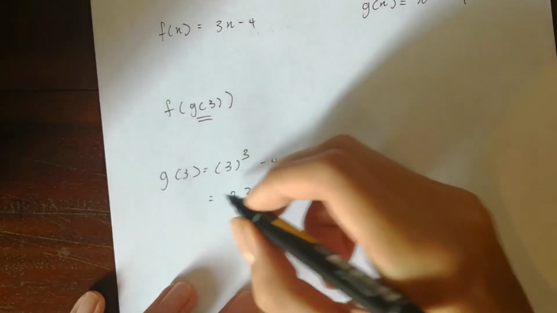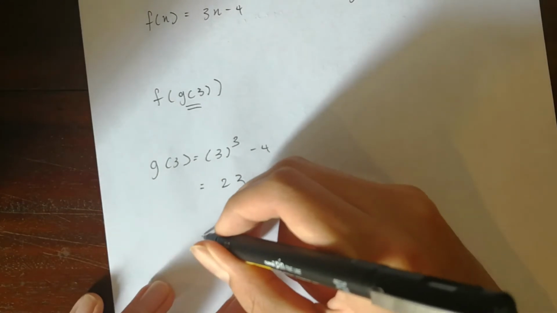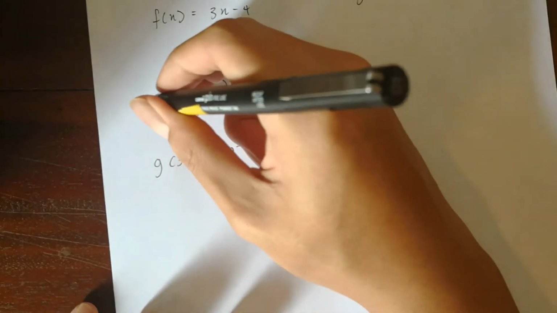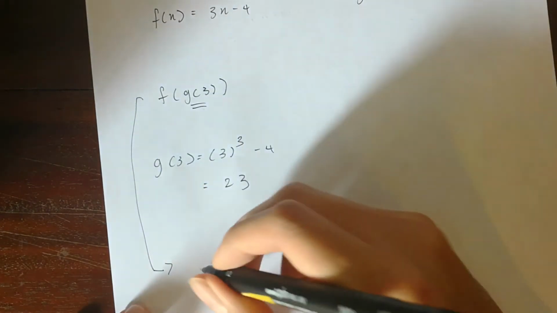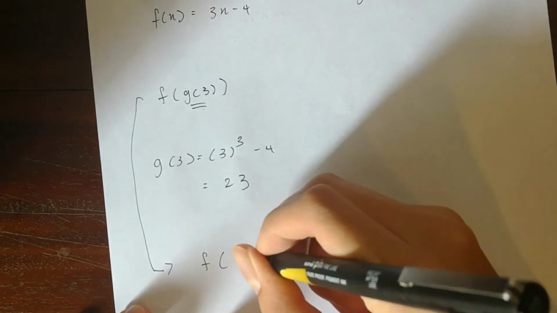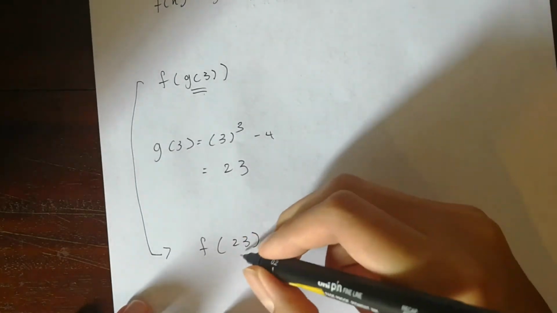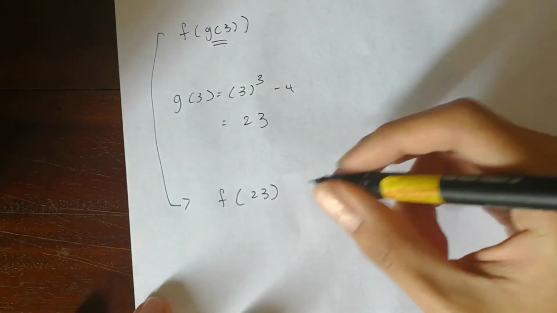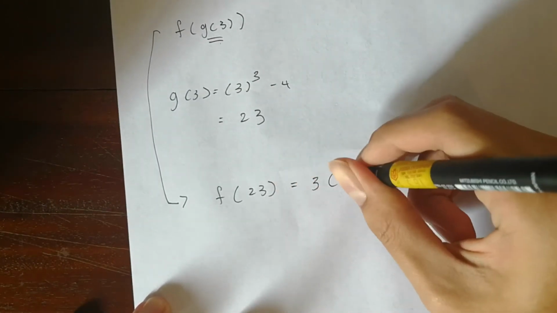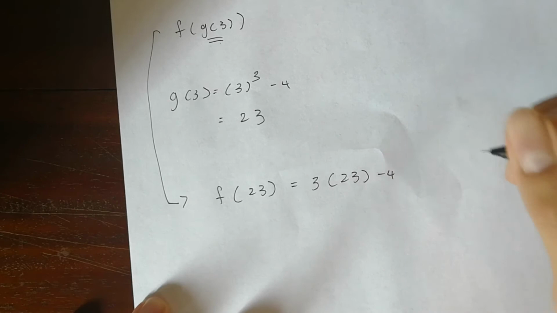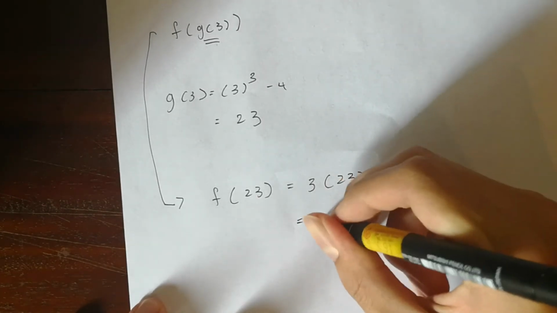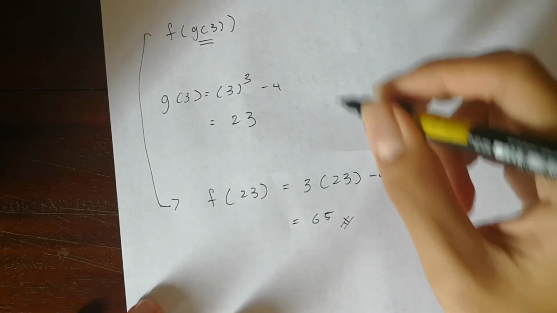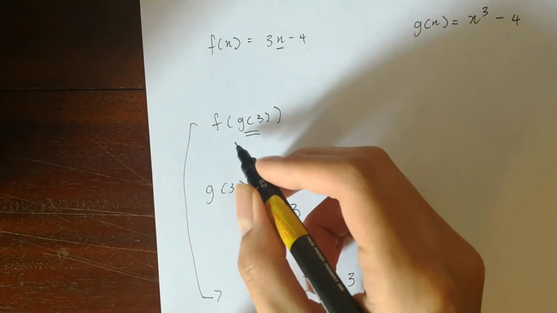So now we know that g of 3 is 23, and we want to find f of g of 3. So this will be equal to f of 23. So now you sub in 23 as the value of x in f of x. So you get 3 times 23 minus 4, and the answer will be 65. So this is the answer of the computation of f of g of 3.